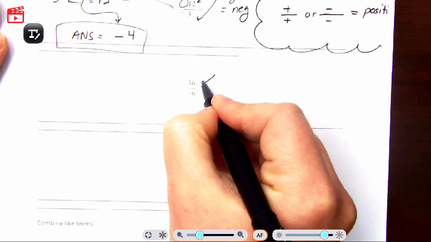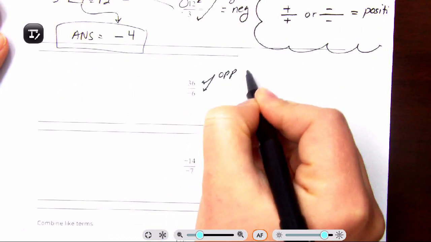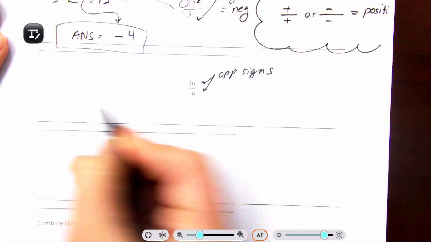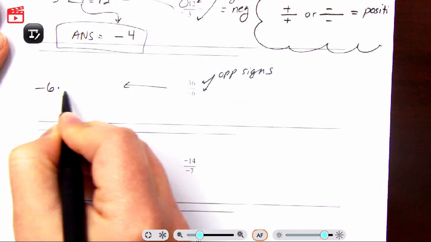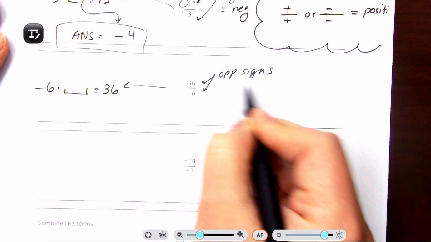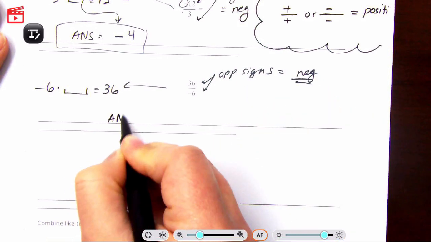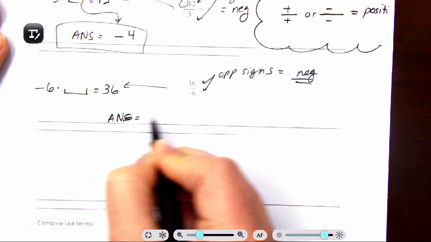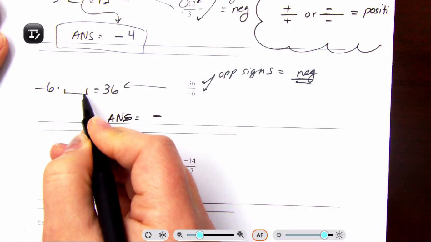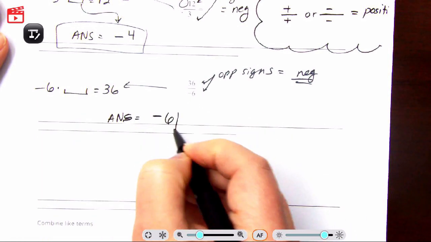Try this again. Again, opposite signs. This is -6 times what is equal to 36. Since opposite signs, we know our answer is going to be negative. So 6 times what is 36? 6 times 6 is 36, and that is our answer, -6.